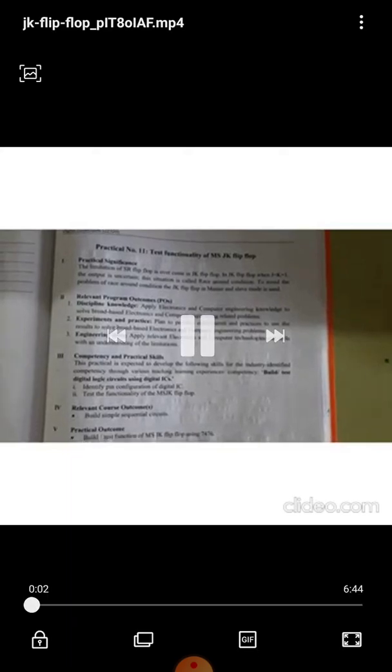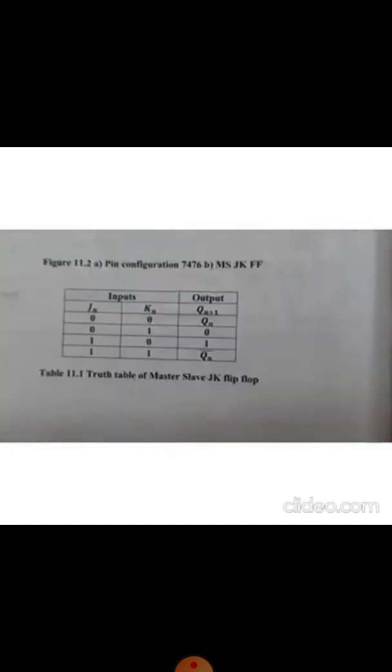Today I am going to take a lecture on practical number 10 of digital techniques, that is to test the truth table of JK flip-flop using flip-flop trainer kit. So here in this experiment, we are going to use the same trainer kit which we have used in the RS flip-flop. So this is the truth table of JK flip-flop.